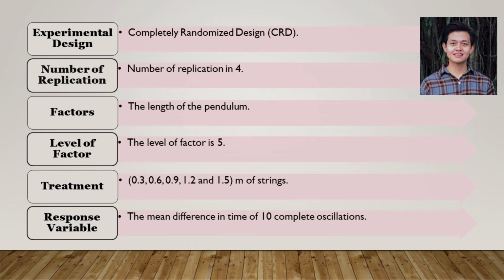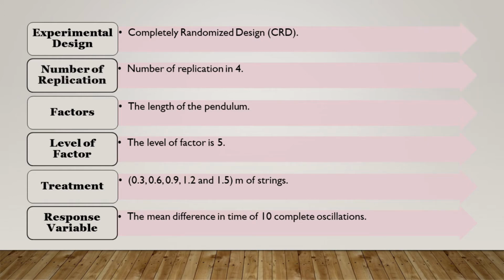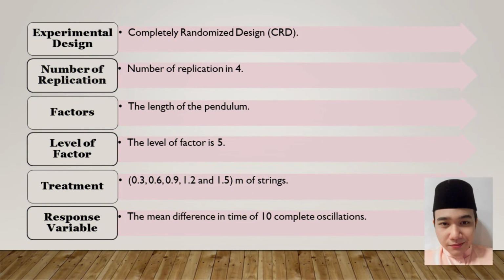Next, experimental design. For choice of design, we choose completely randomized design (CRD) as our experimental design. CRD is chosen since the experiment only has one factor, which is the length of the pendulum. And then, the number of replications in our study is 4. The factor for our experiment is the length of a simple pendulum, which will complete 4 trials of 10 oscillations.